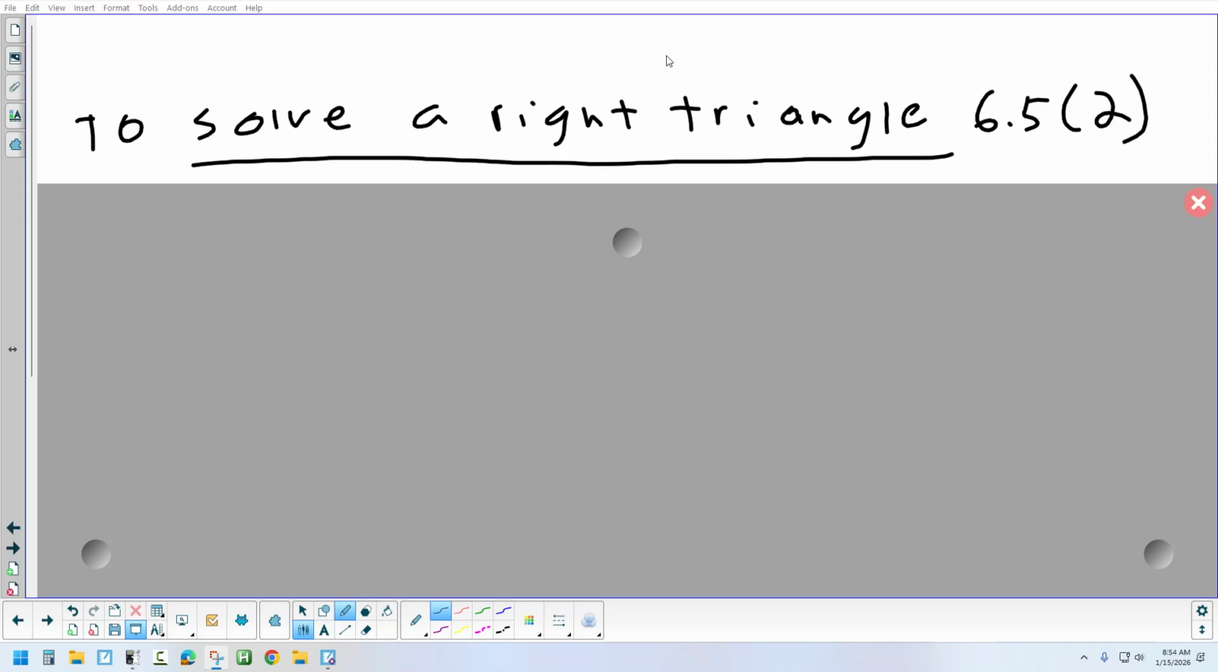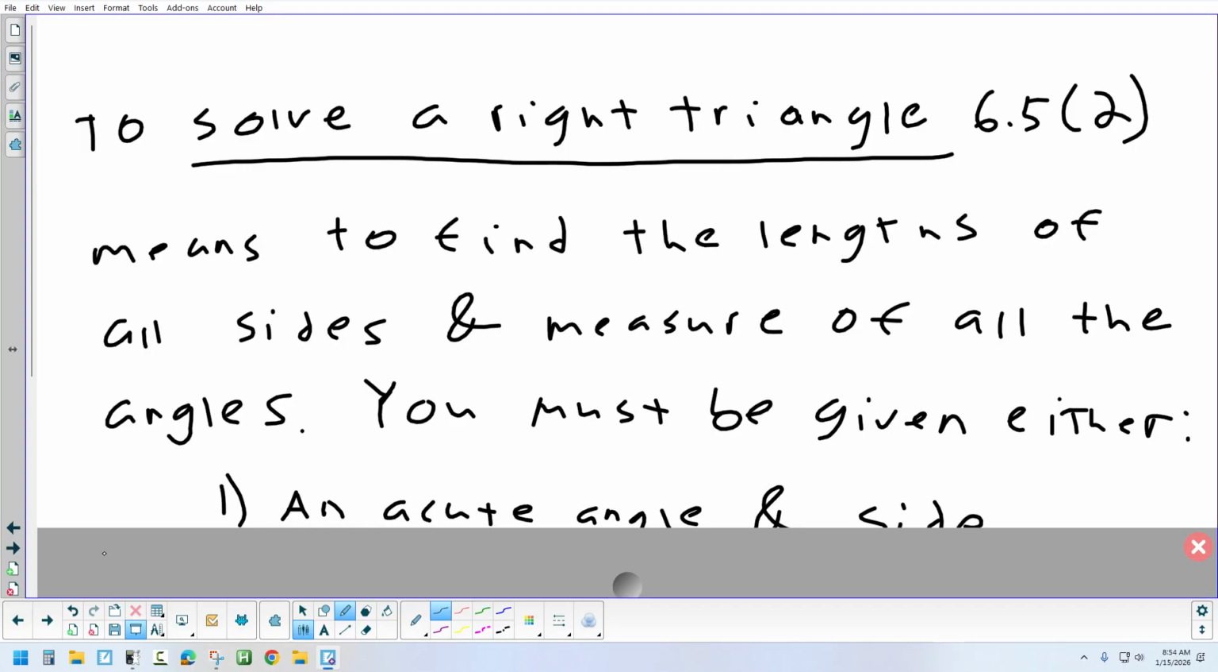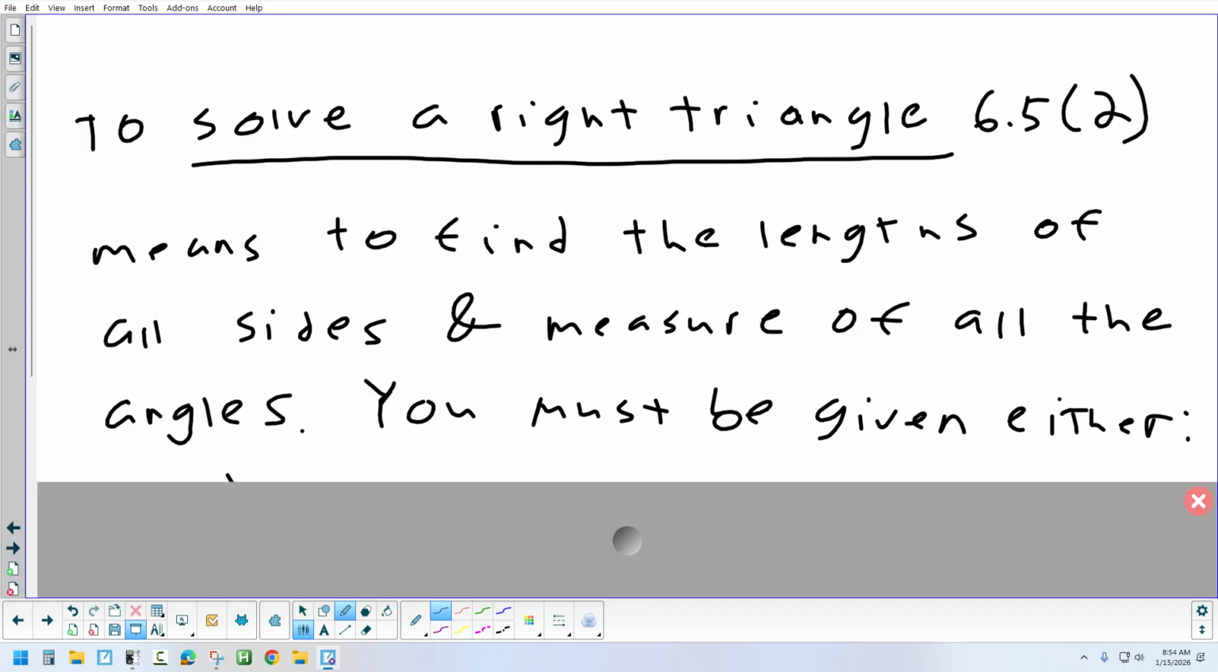Right, so we're going to look at the last part of 6.5, and that is going to be starting out with solving right triangles. What it means to solve a triangle is to figure out the length of all the sides and all the angles that I didn't give you. There's 3 sides, there's 3 angles, so there are 6 things you need to figure out when you are solving a triangle. But out of the 6 things, you're going to be given some of them. Okay, I have to give you something to work with.